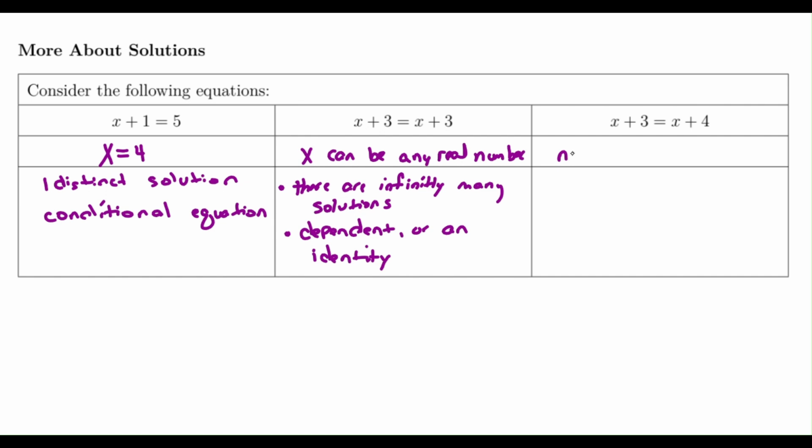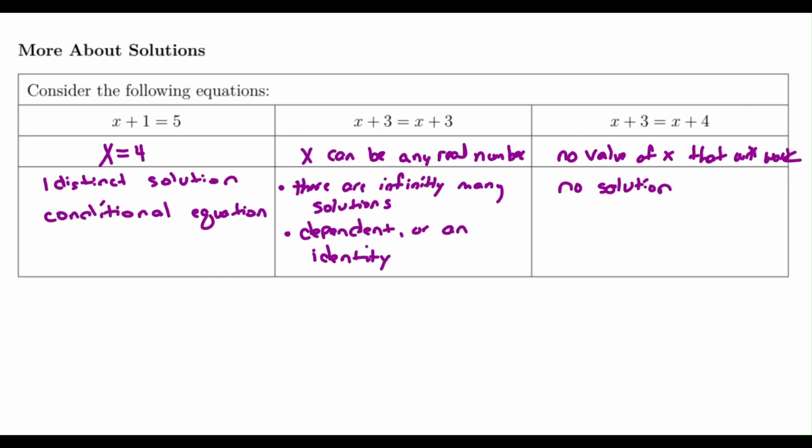Or I might even just say that there's no value of x that will work. So doesn't matter what you think. If you try plugging 10 in, I'd get 10 plus 3 equals 10 plus 4. That's not true. So this is no solution.